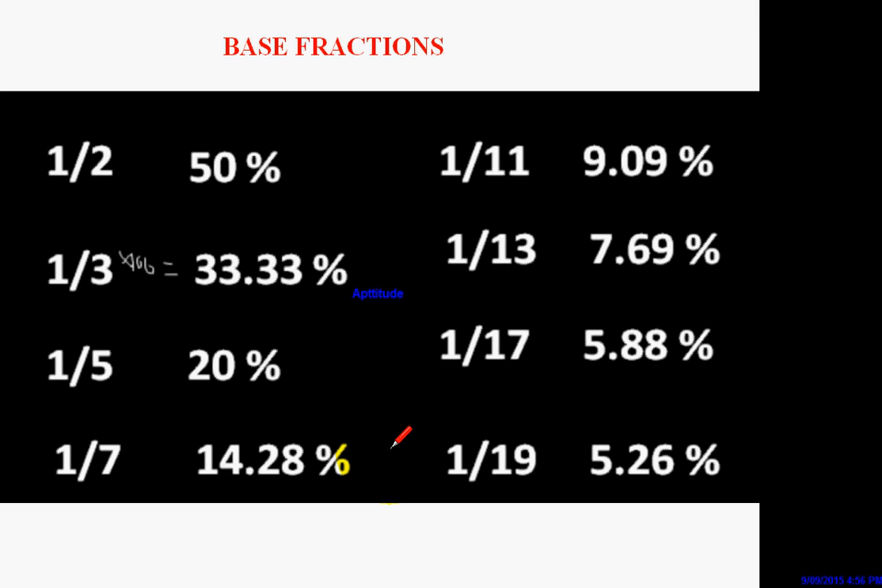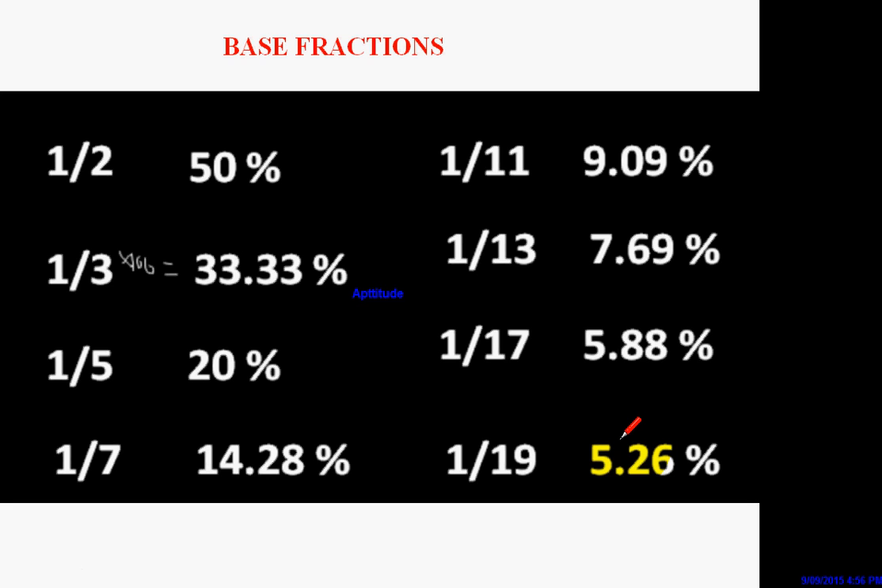So 1 by 2 is always equivalent to 50%. 1 by 3 is equivalent to 33.33%. These two things, I think, we all remember. And 1 by 5 is 20%, which we have to remember. 1 by 7 is 14.28%. 1 by 11 is 9.09%. 1 by 13 is 7.69%. 1 by 17 is 5.88%. 1 by 19 is 5.26%.